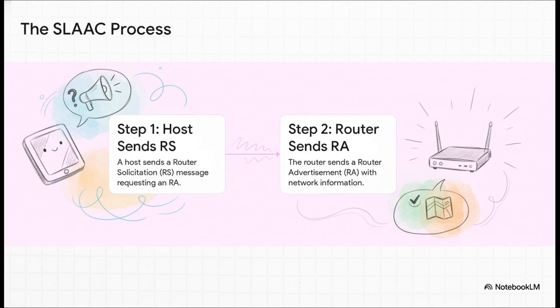Step 1. Our device, the host, joins the network and sends out a router solicitation message. It's basically just yelling, "Hey, I'm new here. Can somebody give me the network info?" And step 2. The router hears that call and immediately responds with that router advertisement message saying, "Welcome. Here's the network info you need to get set up."